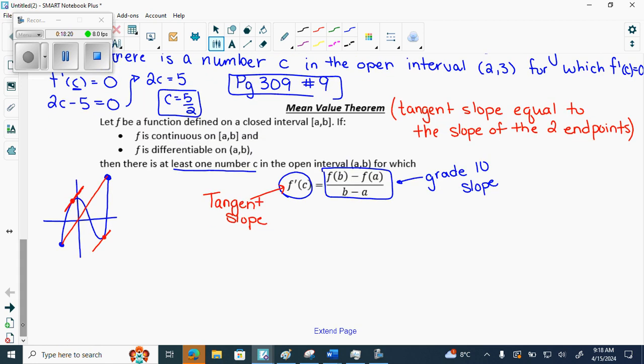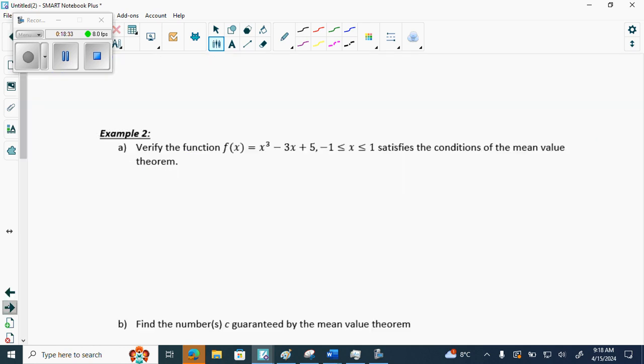So, does that make sense? F prime of c: there exists some tangent slope that's the same as the slope between the two endpoints. Okay, so let's go here.